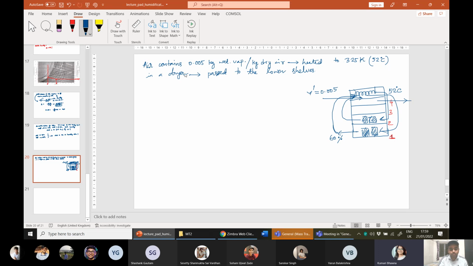Okay, now there is one assumption, and this is quite critical for this problem. In each of these trays or in each of these shelves, the material reaches the wet bulb temperature of air, right? So since the material reaches the wet bulb temperature of the air, naturally you can understand the air that leaves in each of these shelves is at its wet bulb temperature, right?